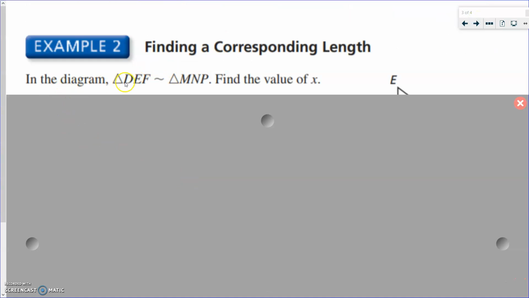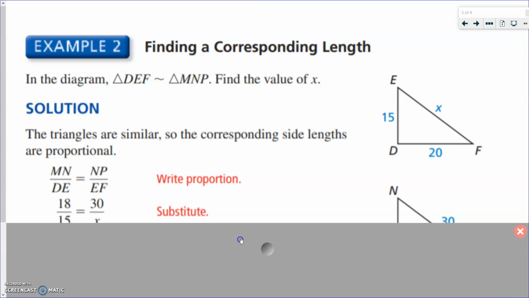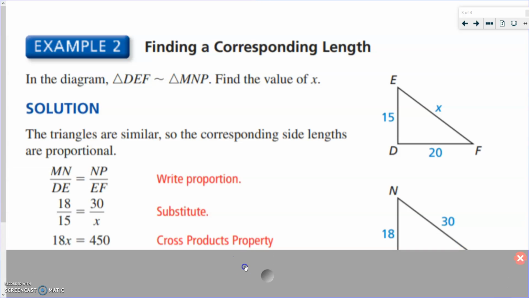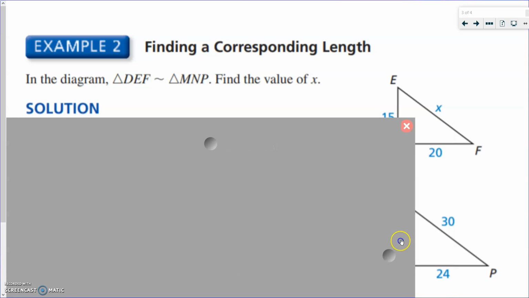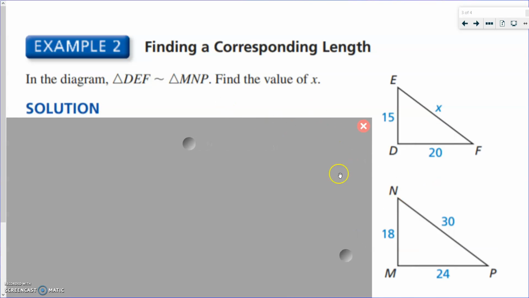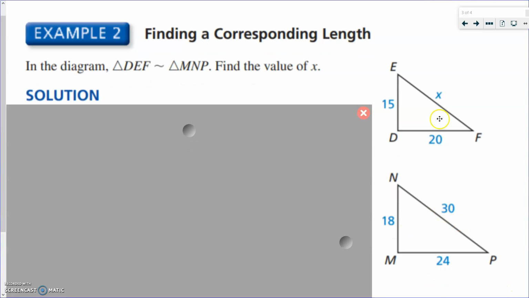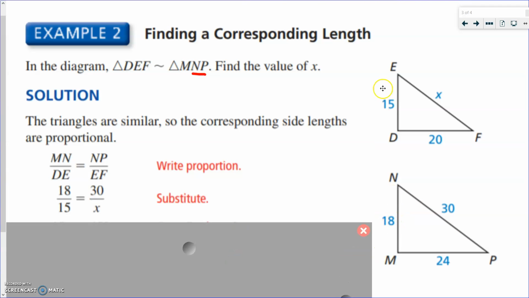So in the diagram, triangle DEF is similar to triangle MNP. We want to find the value of x. Here are our two shapes. DEF is similar to MNP, and so we want to find this missing side. This is EF. We come over here, and EF corresponds to NP, so that's going to be 30. So we can get 30 over x. And we can just pick any of these other sides to write it equal to, and we can use 18 over 15.